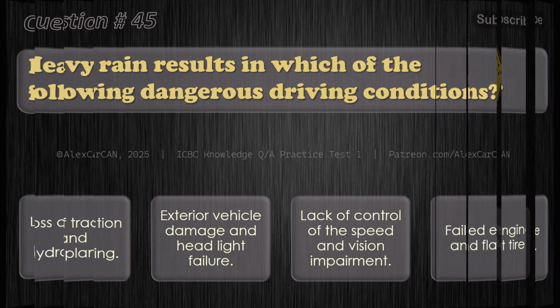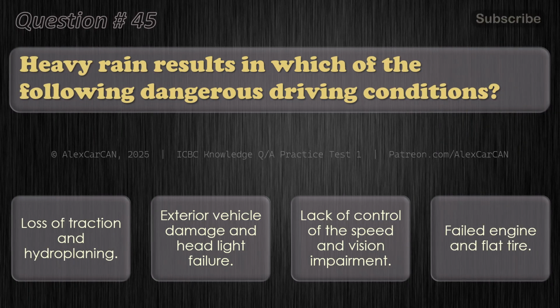Question number 45. Heavy rain results in which of the following dangerous driving conditions? Loss of traction and hydroplaning. Exterior vehicle damage and headlight failure. Lack of control of the speed and vision impairment. Failed engine and flat tire. The correct answer is loss of traction and hydroplaning.